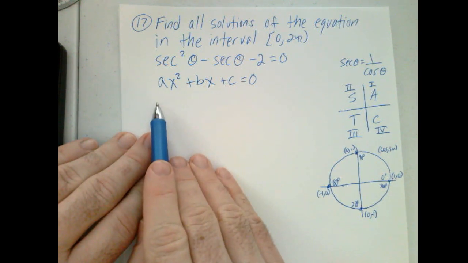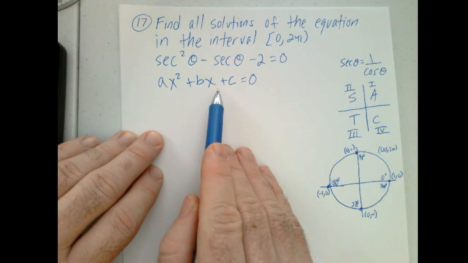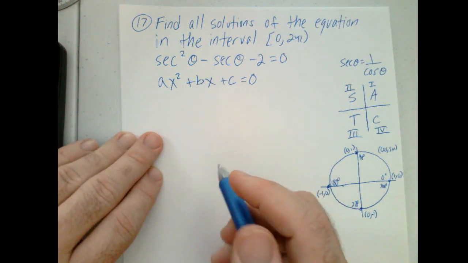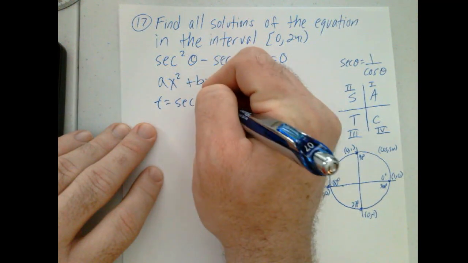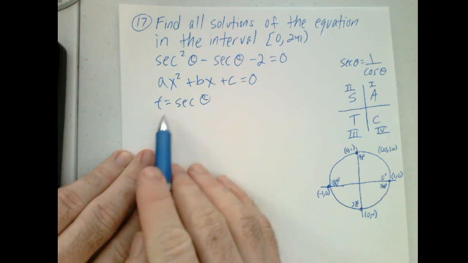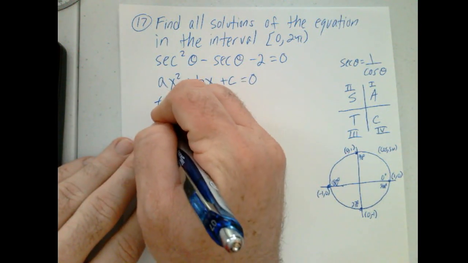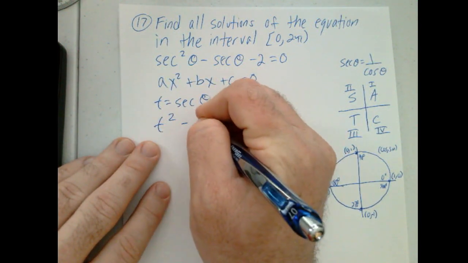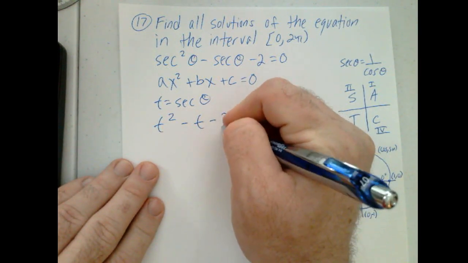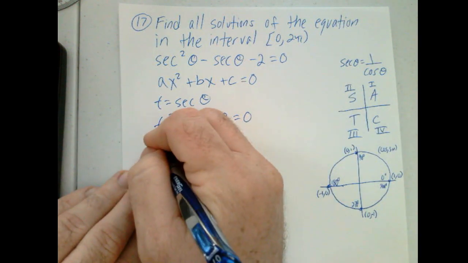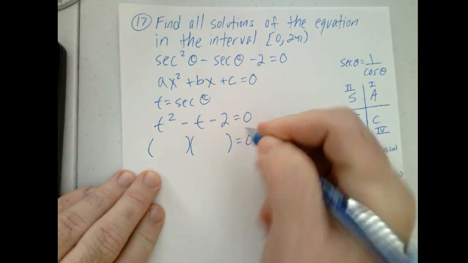where our variable would be theta. In any event, I'm going to say that t equals secant theta, and I'm going to substitute in t for secant theta. So t squared minus t minus 2. Then I'm going to factor this. You probably remember this from Algebra 1 and Algebra 2.